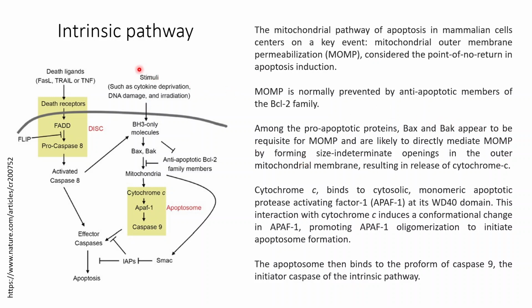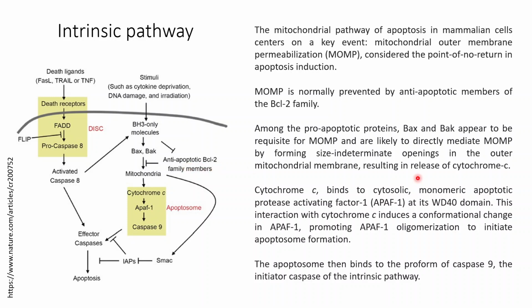So what happens first? You have a stimulus such as cytokine deprivation, DNA damage, irradiation, any kind of external stimulus that is interpreted as a chemical signal within the cell from its membrane. This will first activate some BH3-only molecules, and that eventually leads to the activation of BAX and BAK that can then talk to the mitochondria. They mediate MOMP by forming little openings in the outer mitochondrial membrane. Then you will have the release of the mitochondrial protein cytochrome C into the cytosol.